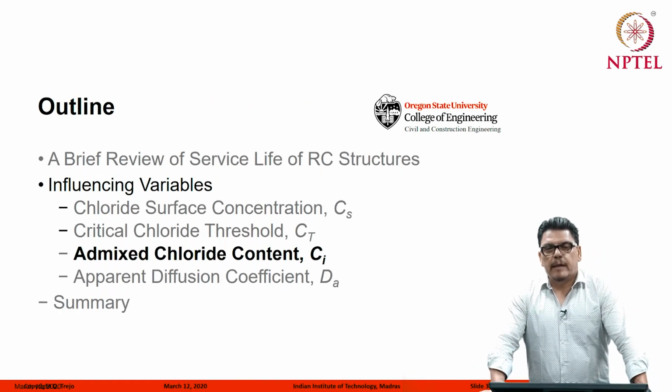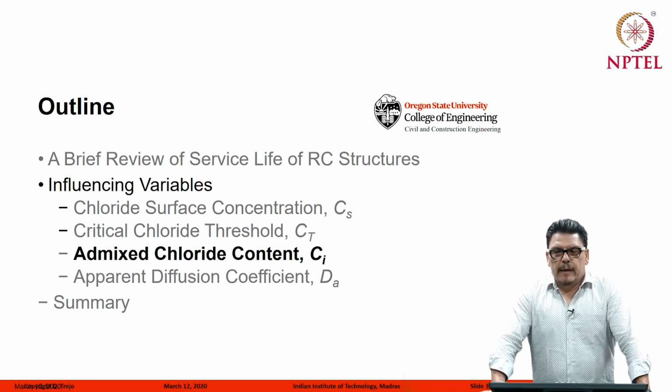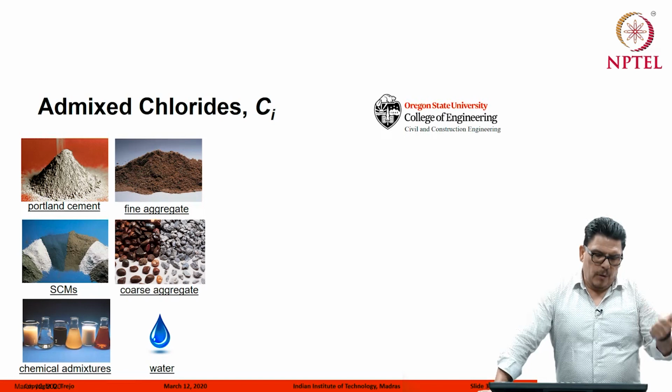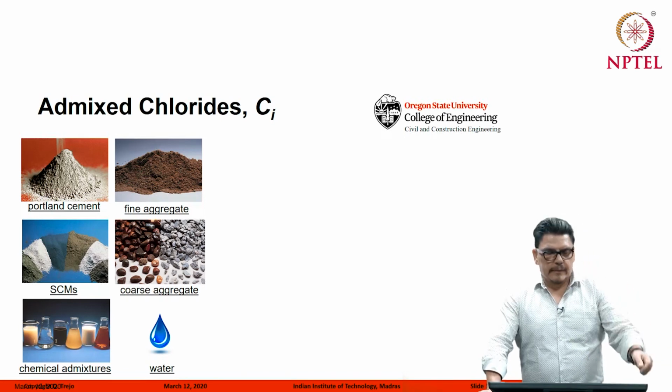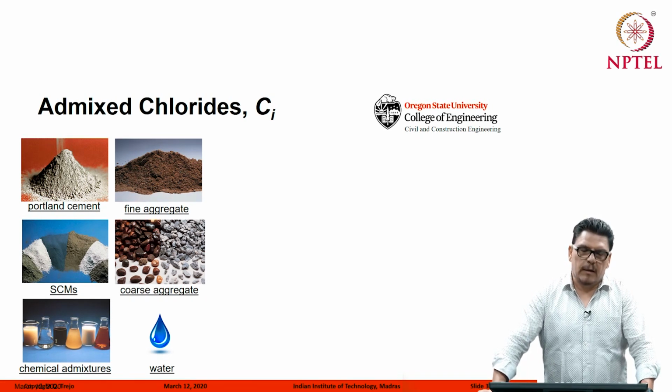Okay, so now let's look at what should be a very simple thing. We have chlorides in almost all of our constituents. Let me talk about that. We have Portland cement, fine aggregates, SCMs such as fly ash and slag, coarse aggregates, chemical admixtures, and we put water in our mix. Typically all of those have some chlorides in them. Not all the time, but we can almost always find trace chlorides in our concrete.